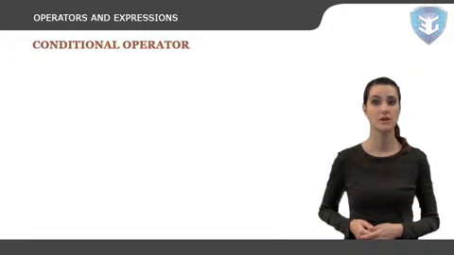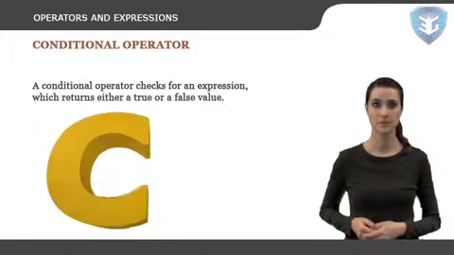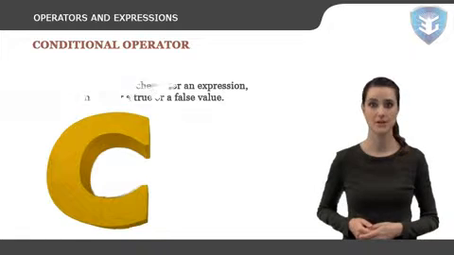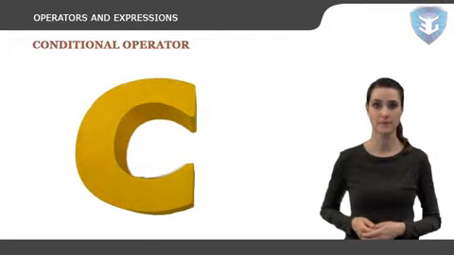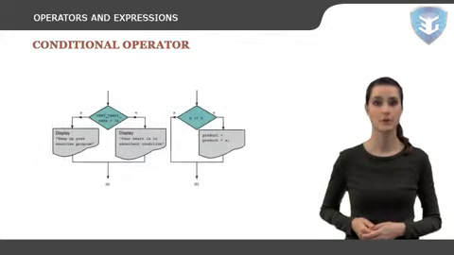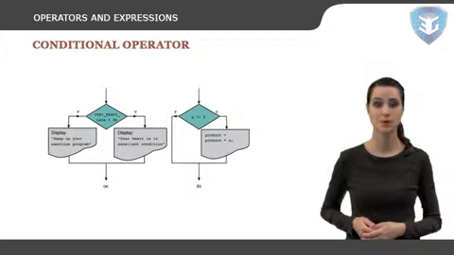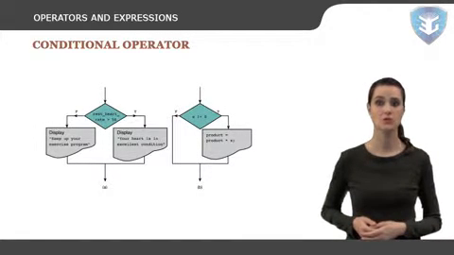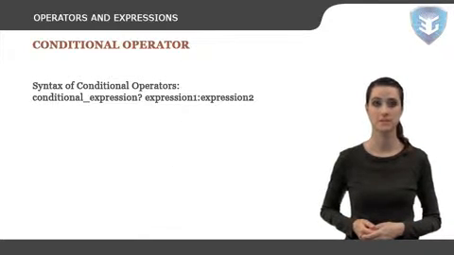Now we shall discuss the conditional operator. A conditional operator checks an expression, which returns either a true or a false value. If the condition evaluated is true, it returns the value of the true part of the operator. Otherwise, it returns the value of the false part of the operator. Conditional operators are used in decision-making in C programming. For example, they execute different statements according to a test condition, whether it is true or false. The syntax of the conditional operator is as shown here. If the test condition is true, expression 1 is returned, and if false, expression 2 is returned.